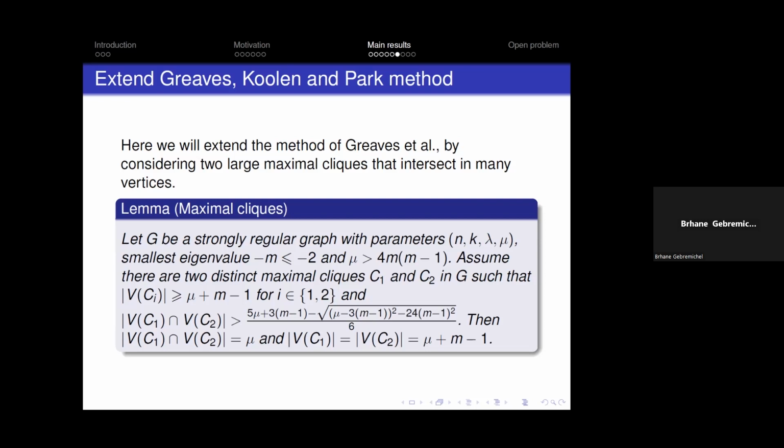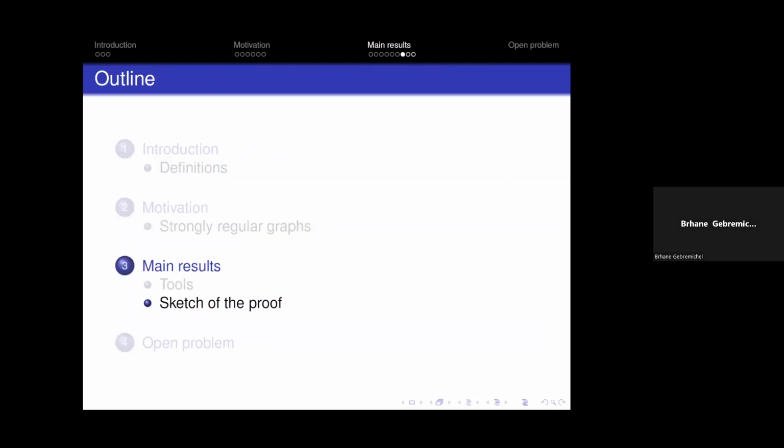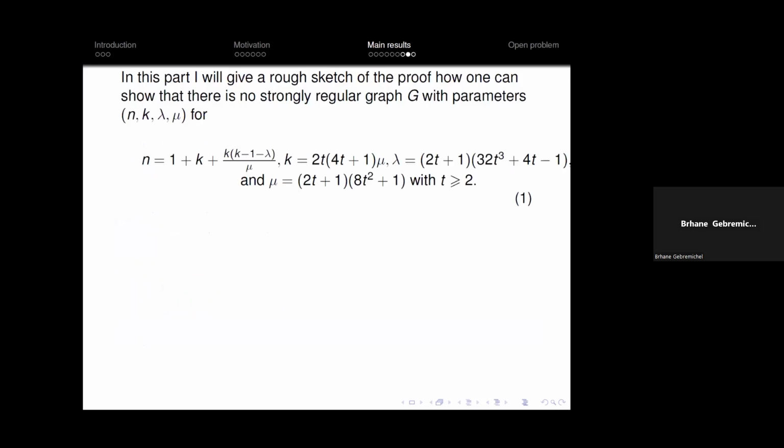So if we have some graphs that satisfy this condition, then we can extend the result by Greaves, Koolen, and Park. So here I will give a sketch of a proof for the graphs we say. In this part, I will give a rough sketch of the proof of how one can show that there is no strongly regular graph G with parameters (n, k, λ, μ) for the first part.